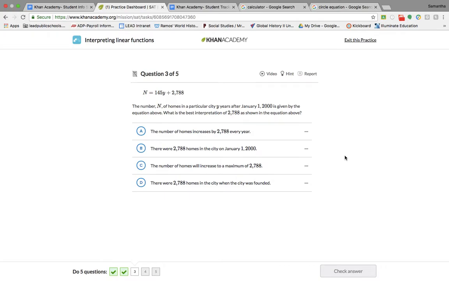The number N of homes in a particular city Y years after January 1st, 2000 is given in the above equation. So number of homes. This is in a particular year. What is the best interpretation of 2007? So it must be that there were 278 homes in the city starting that day, and that every year at least 140 came.